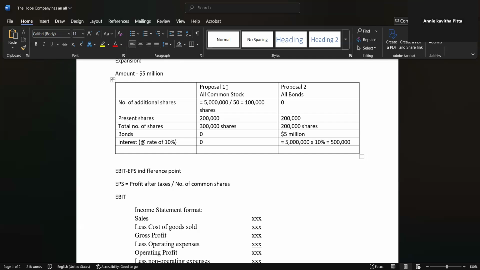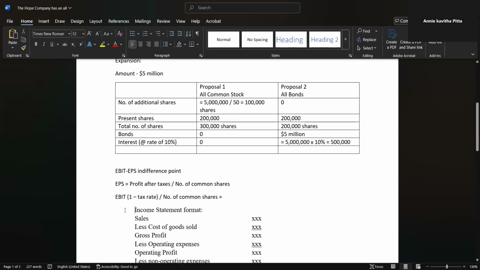What has to be deducted? Only the tax has to be deducted. So EBIT into 1 minus tax rate. This will be EAT, earnings after tax. This earnings after tax divided by the number of common shares is situation 1, proposal 1. Since it is an indifference point, we will have to equate the first situation with the second situation, that is, the second proposal.